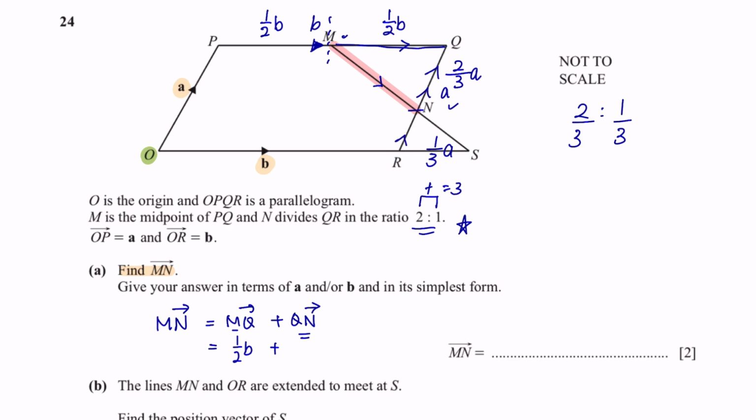However, we are looking towards Q to N, which is in the opposite direction. So Q to N here would be negative 2 over 3A. So we can change the plus to negative 2 over 3A. So this is your vector.